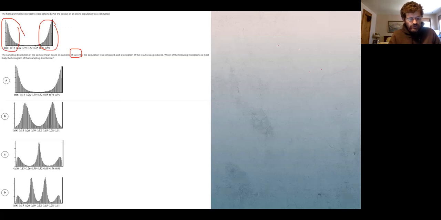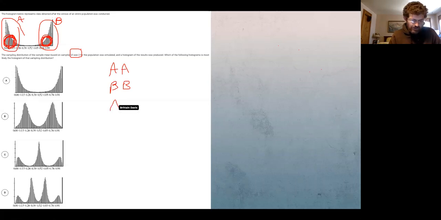If I call this population A and B, I could pull 2 of them from population A. So AA is a possibility, in which case they're going to end up at the lower end. So I'm going to have the average between those 2 be down here. I could have B and B, and then those averages are going to be up here. So I should have some kind of output with that going on.